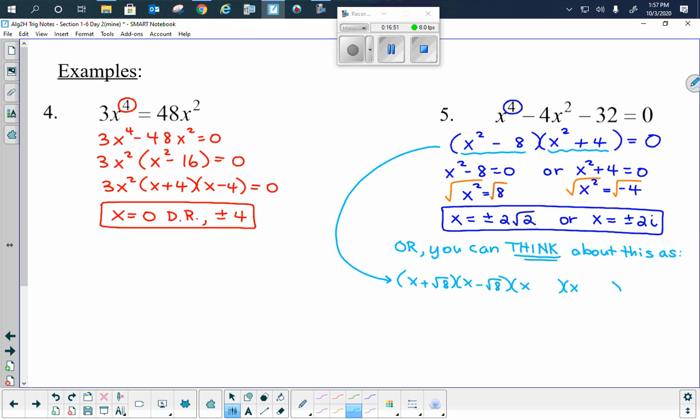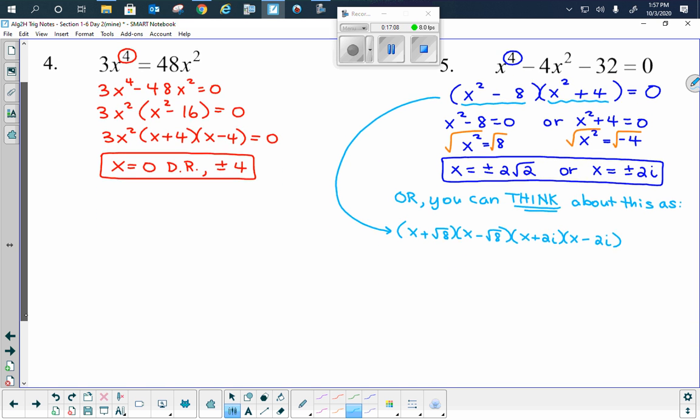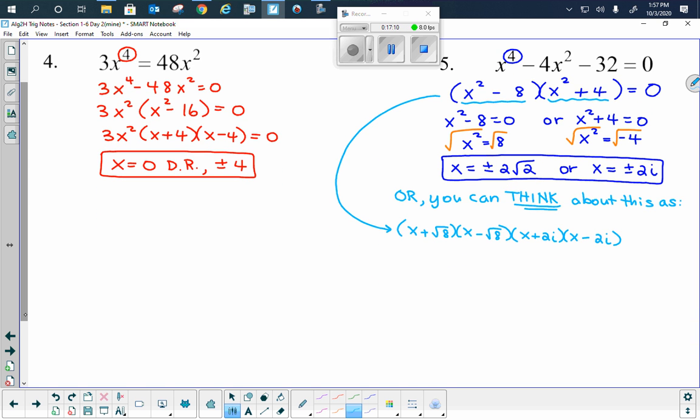The square root of 4 is 2, but you're just going to put an i with it: 2i and -2i. Again, make one plus and one minus. So we saw this when we did the imaginaries. Multiply those out. Convince yourself. If you multiply out x plus 2i, x minus 2i, verify that you get x squared plus 4. And indeed you do. Okay, equals 0.